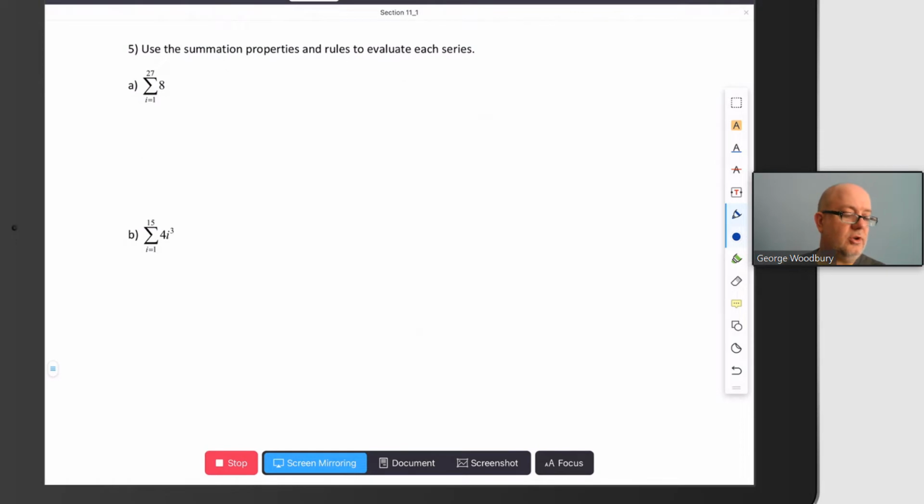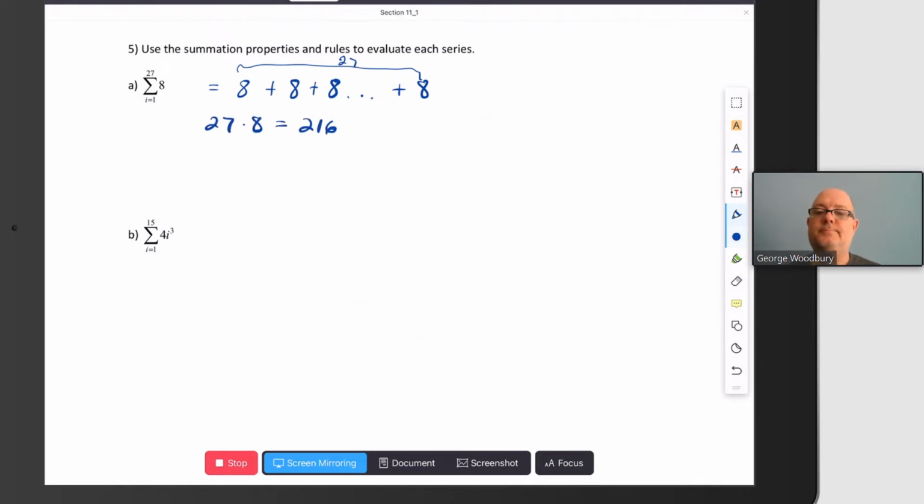So first, let's start with this first sum, i equals 1 through 27, the sum of 8. If we wrote this out, we would write 8 plus 8 plus 8 plus 8, where there were 27 of them. Well, instead of doing that, we can just multiply 27 times 8, which is 216.